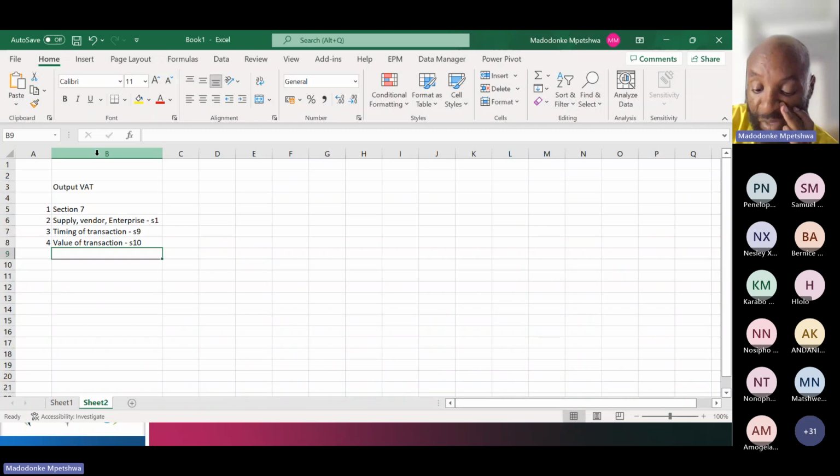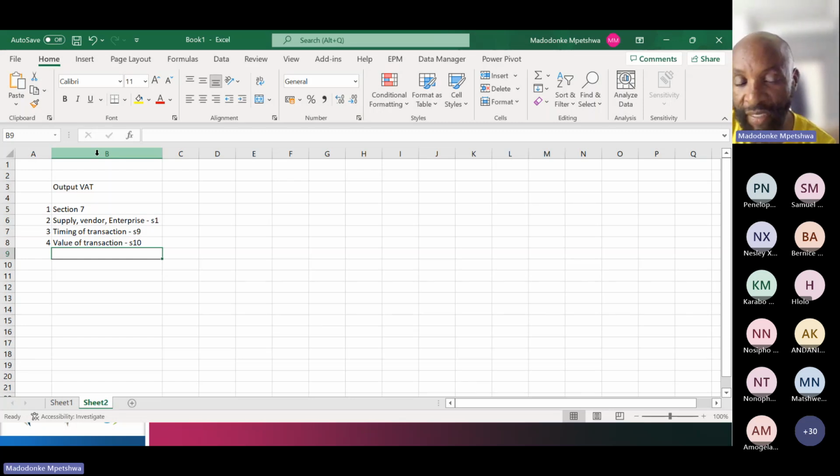Okay, so in B, we said the supplier and the recipient are connected persons in relation to each other. Now, something else that's important there, it says the supplier of the goods and the recipient are connected persons. Because they are connected persons, you then need to look at the connected persons definition that says, what is a connected person in terms of the VAT legislation?